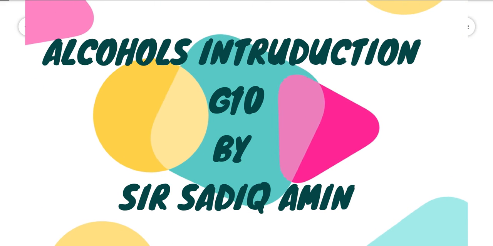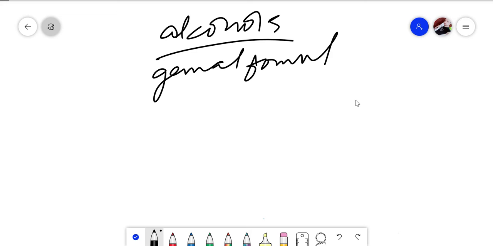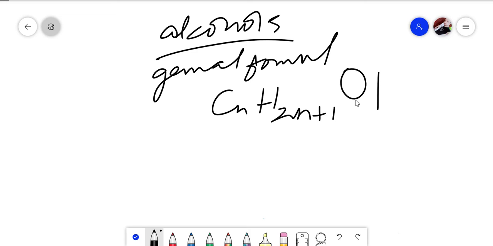Alcohols. And what are we going to do in alcohols? First of all, the general formula for the alcohol. It is CnH2n+1 and then OH. Okay.